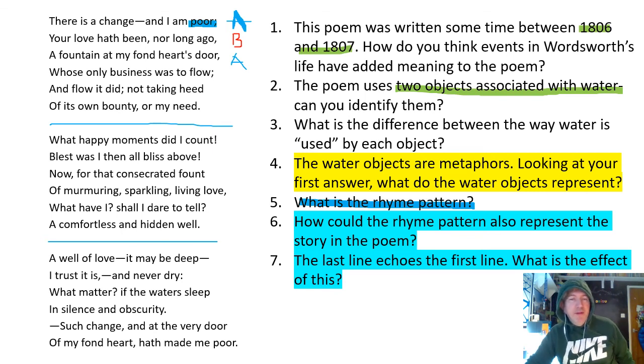Question 7. The last line echoes the first line. What is the effect of this? So what's the effect of ending the poem with a repeat of something from the first line? How does that create an effect on the reader, or what meaning does it have?